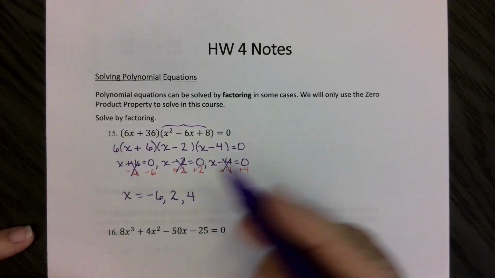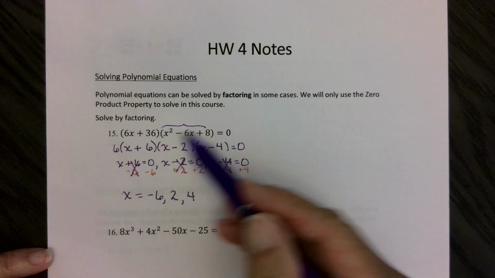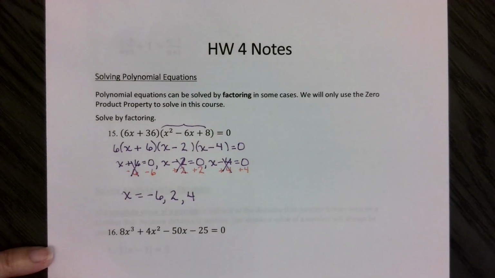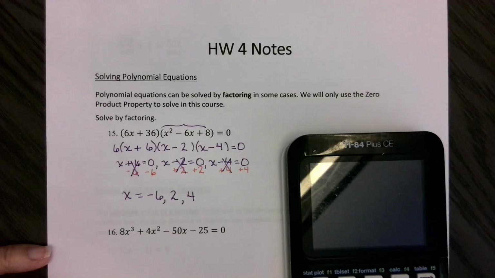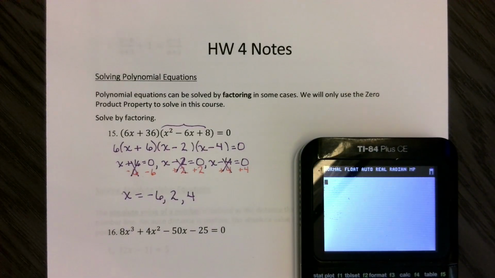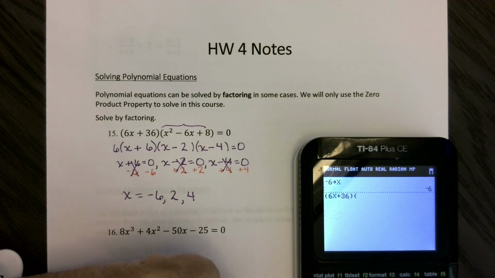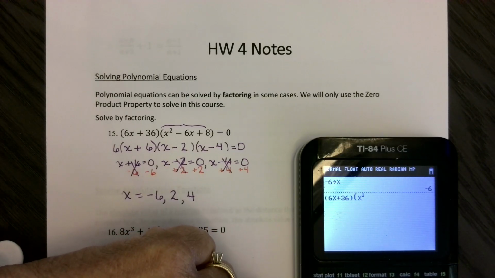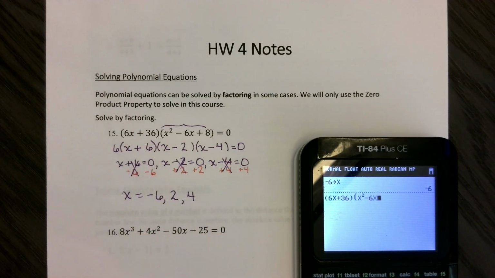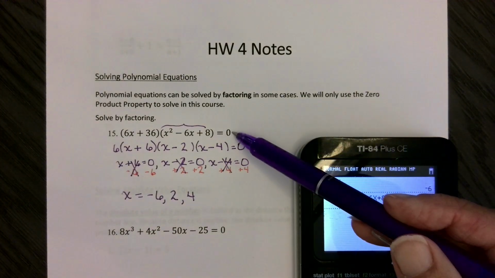And again, you can store these, plug them back in, and this whole side would give you 0. I'll just do one of them. Okay, so if I try the negative 6, I'm going to say negative 6, store x. Then I'm going to plug in 6x plus 36 times the x squared minus 6x plus 8. Make sure everything's plugged in right. And it gives us 0, just like we were supposed to.